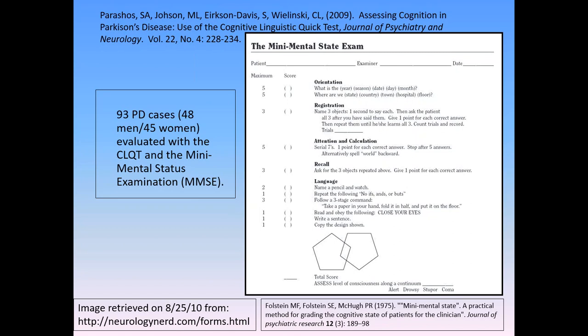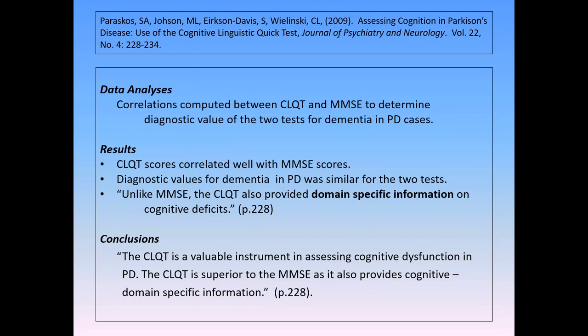So people with language problems are going to look as though they might have serious cognitive issues, even dementia, when indeed it's just their aphasia. Okay, what they found, in correlating the CLQT scores to the MMSE, was that the CLQT scores correlated well with the MMSE, and the diagnostic values for the presence of dementia in Parkinson's disease were similar for the two tests.